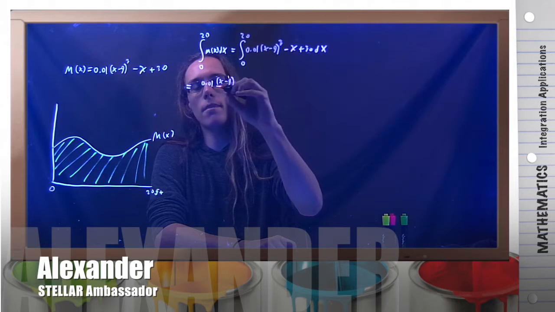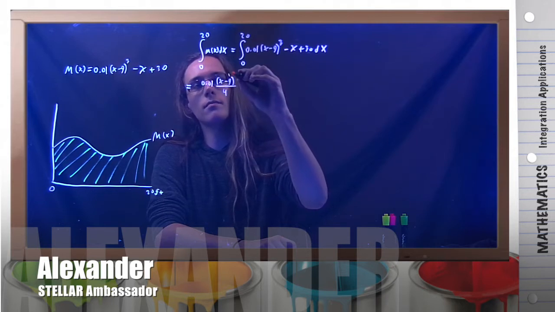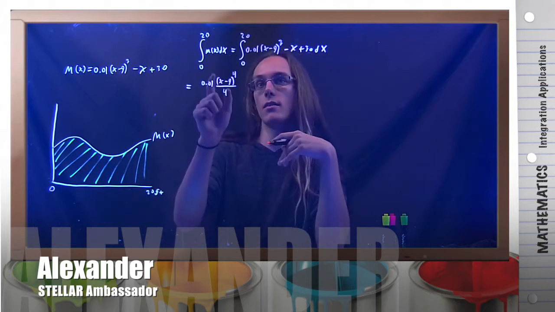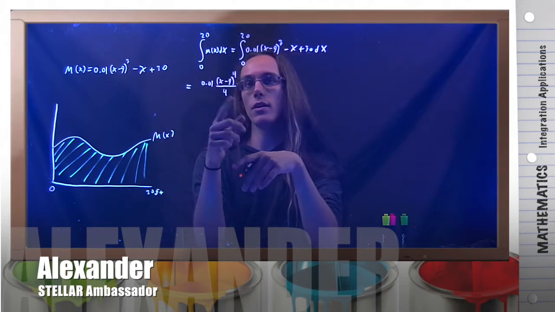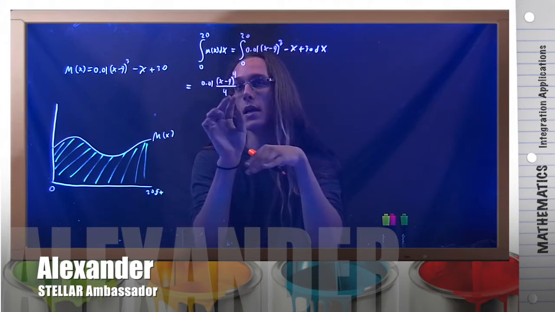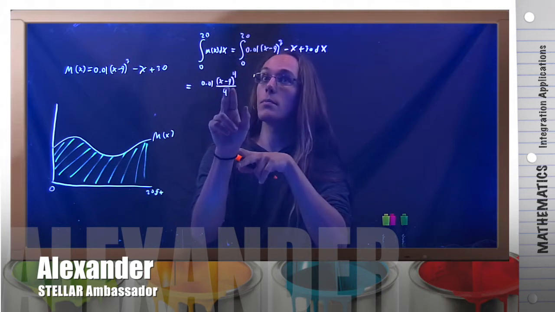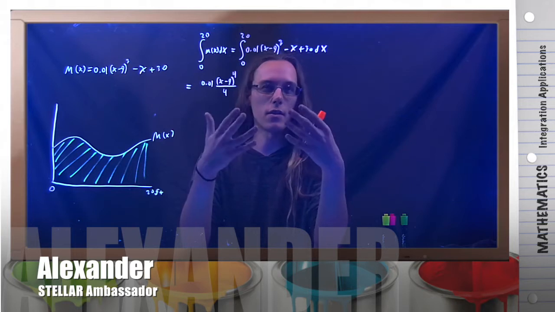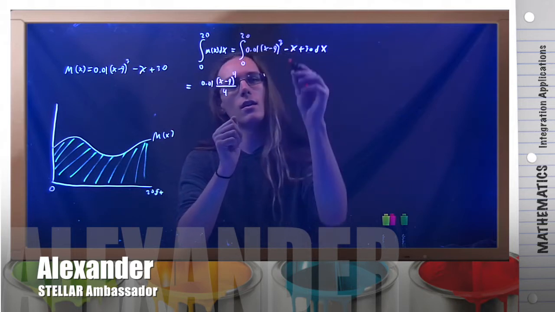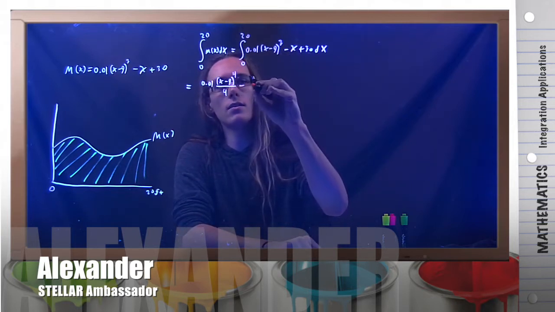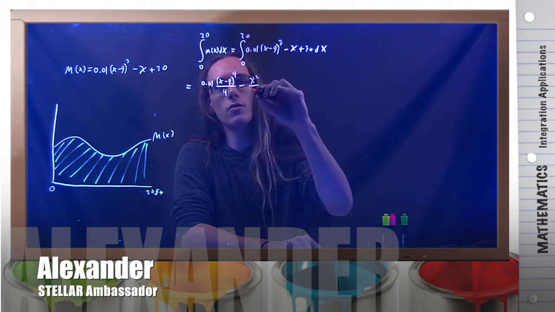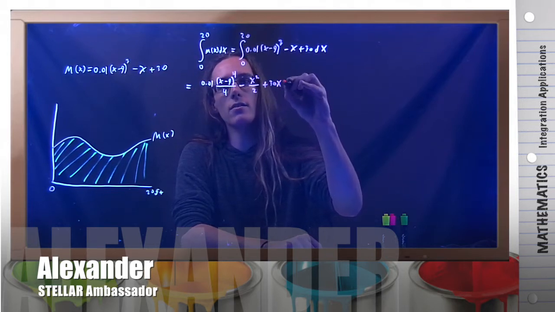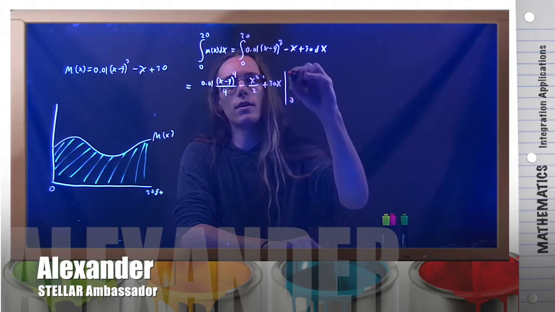minus 9) to the fourth over 4. So just double checking, if you were to take the derivative of this, you'd bring down the 4, they'd cancel out, the power would become a 3, and you would do the derivative of the inside, but the derivative of the inside of this would just be 1. So it doesn't cause any issues when you're integrating. It doesn't overcomplicate things. And now this x would be minus x squared over 2. And the 30 would just become plus 30x. And we're evaluating this from 0 to 20.